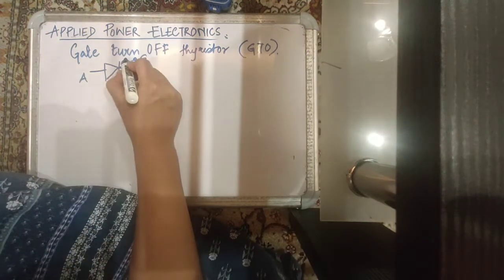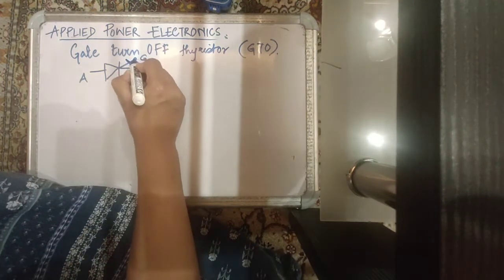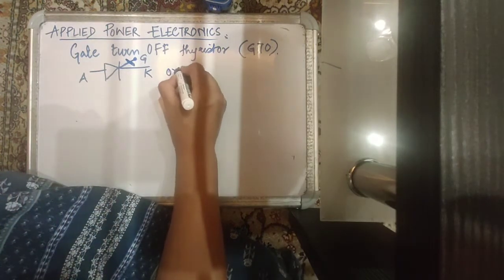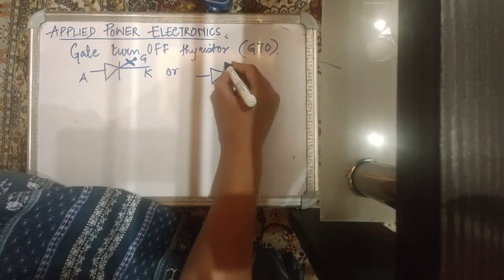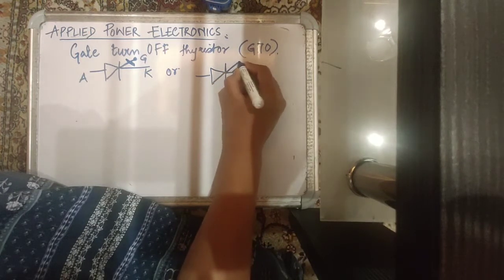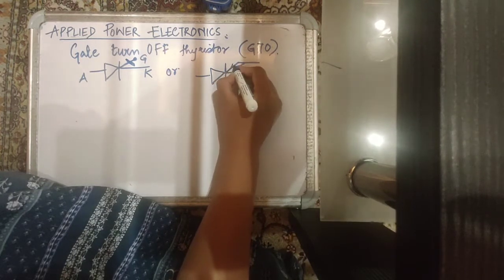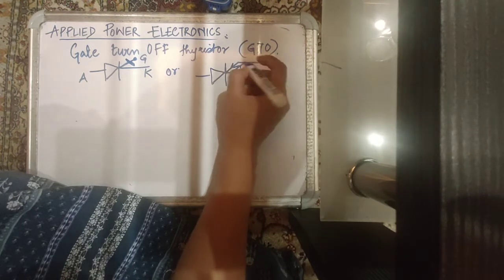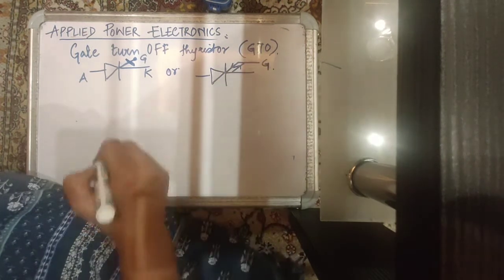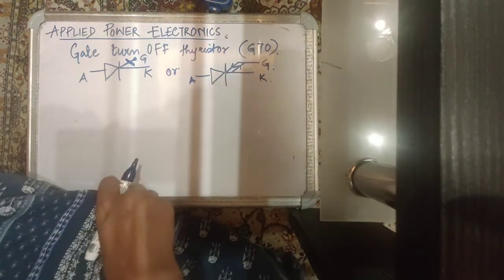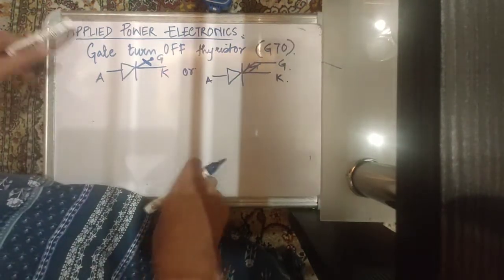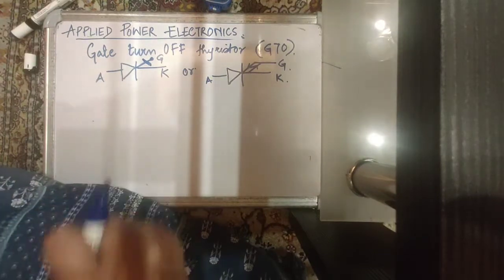It is generally represented symbolically with a cut mark on its gate terminal, or you can also represent it by showing bidirectional gate current. So if you show bidirectional current in the gate terminal, that is also one way of representing a GTO. Now let's move on to the construction of a GTO. How does a GTO look?